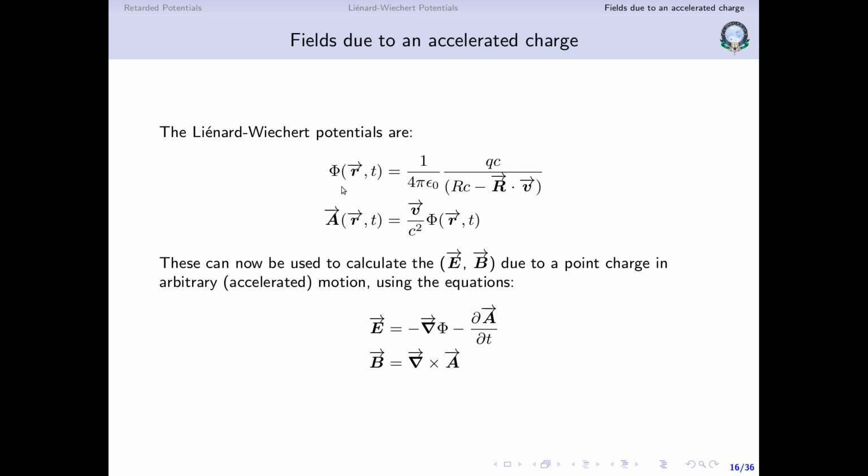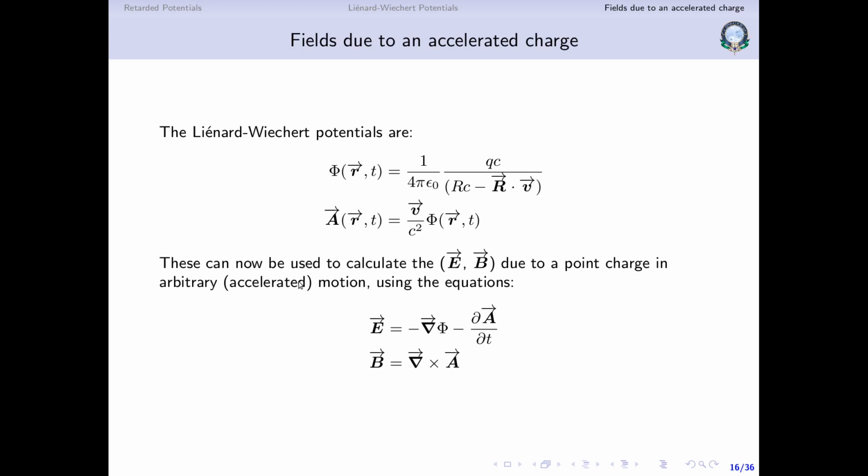So now all we have to do is find the gradient of phi, the time derivative of A, and the curl of A. And once we get these three quantities, we combine them in this way, and that is going to give us electric and magnetic fields. Now that is easier said than done, because as we will see in the remaining part of the lecture, it's actually quite involved. Just to obtain this gradient of phi itself is a very tedious process.